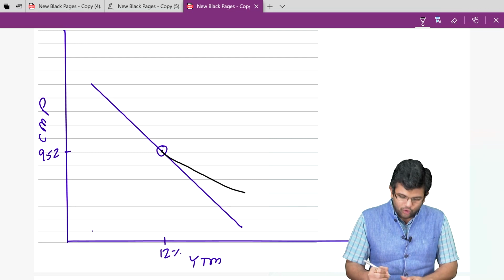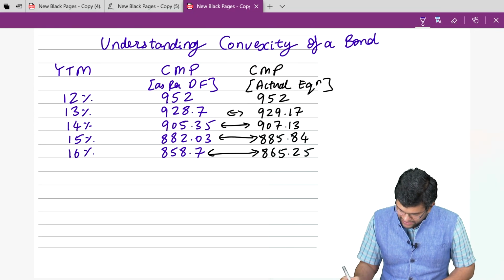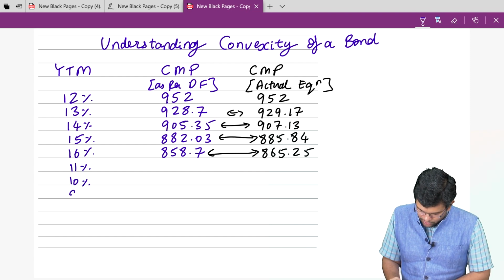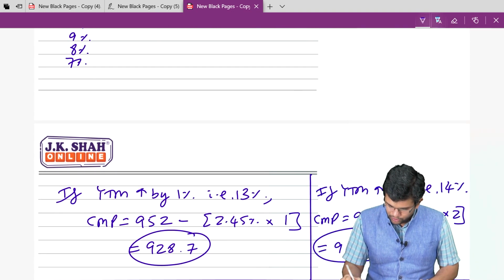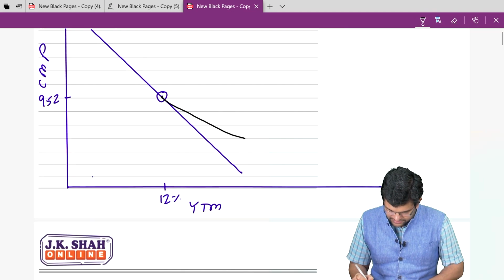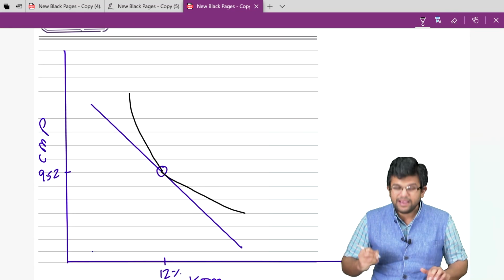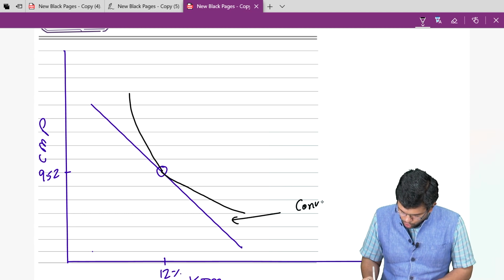Similarly, children, if you go below 12%, if you try calculating at YTMs of 11% or 10% or 9% or 8% or 7%, then also, children, do you realize that there will be this curve here? Okay, the actual market prices will be slightly like this. Everyone following? This, children, is what is called the convexity of a bond.